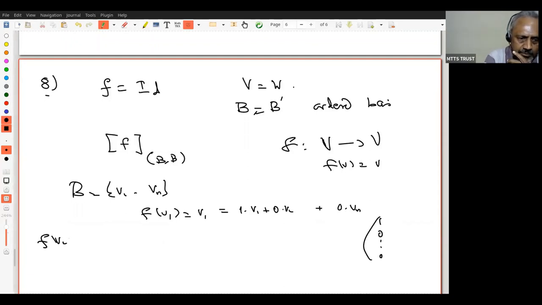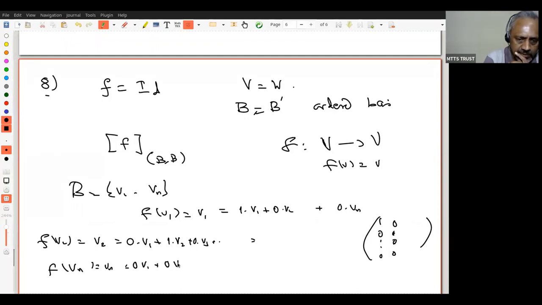And what is F of V2? It is V2. But that is with respect to, I would write as a linear combination in terms of B dash. That is 0 times V1 plus 1 times V2 plus 0 times V3, etc. Therefore, it's going to be 0, 1, 0, 0. And what will be F of Vn? That is Vn. That is 0 times V1 plus 0 times V2 plus 0 times Vn minus 1 plus 1 times Vn. Therefore, it is 0, 0, 0, 1. This is 1. Therefore, this is nothing other than the identity matrix in Mn over the field R.